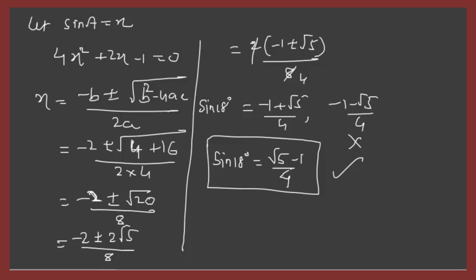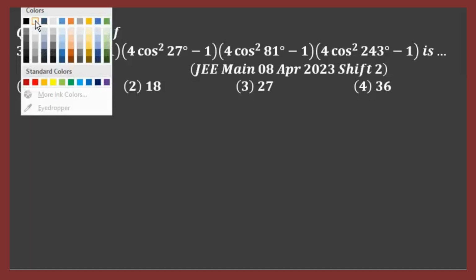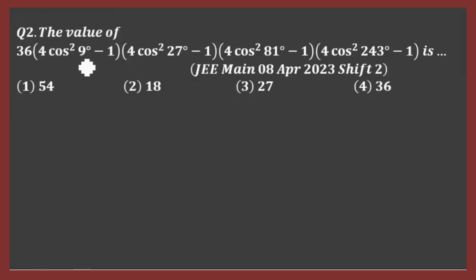Okay, let us continue with the next question. So what is the next question? In this question what we have here is 36 in bracket 4 cos square 9 degree minus 1, in the other bracket 4 cos square 27 minus 1, 4 cos square 81 minus 1, 4 cos square 243 minus 1. The value of this is what?